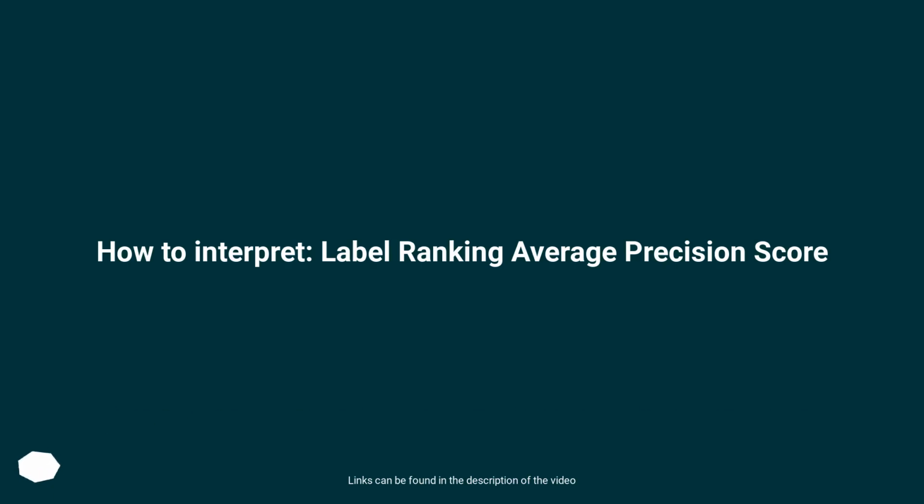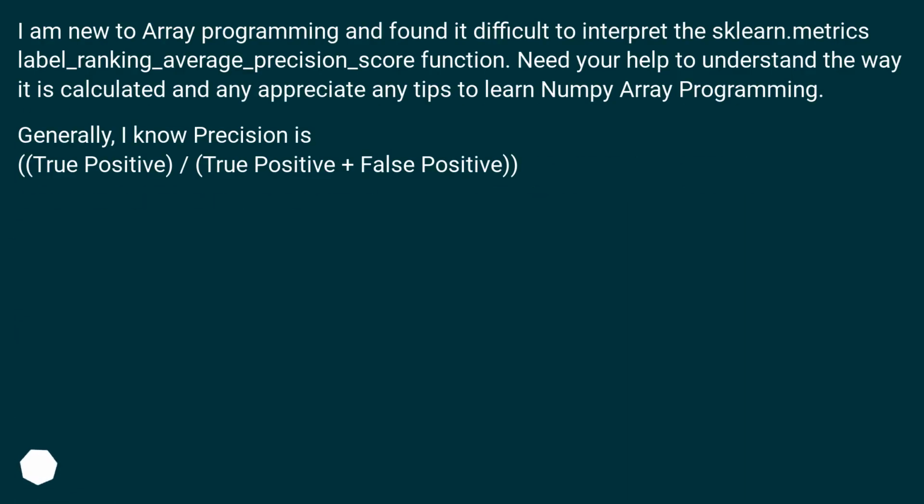How to interpret label ranking average precision score. I'm new to array programming and found it difficult to interpret the scikit-learn metrics label_ranking_average_precision_score function. I need your help to understand the way it is calculated and appreciate any tips to learn numpy array programming. Generally, I know precision is true positive plus false positive.